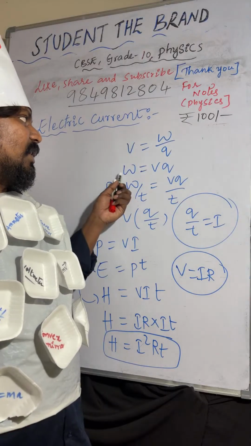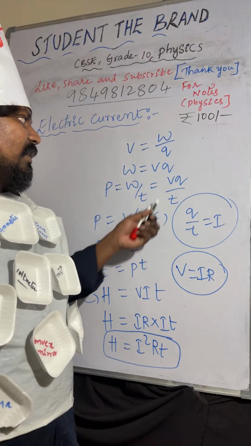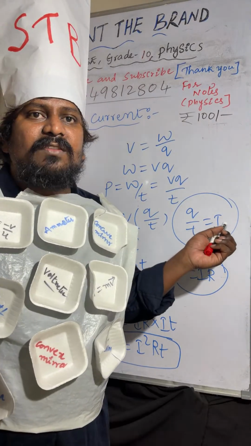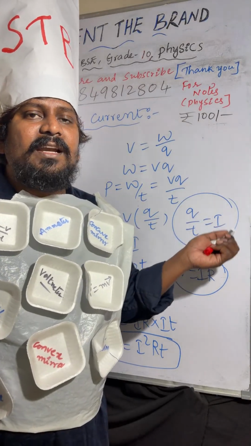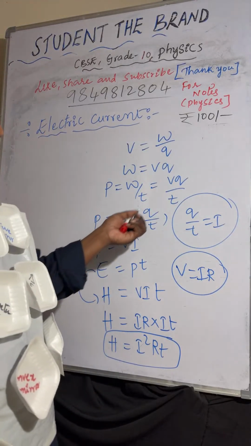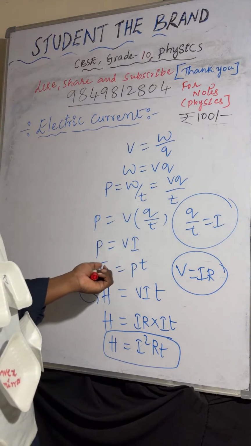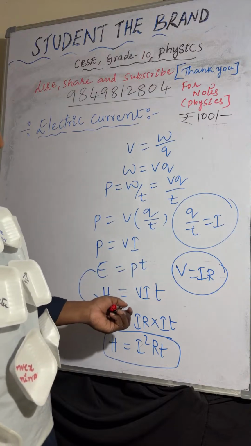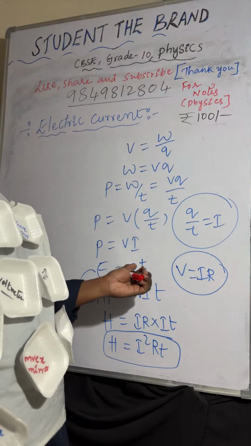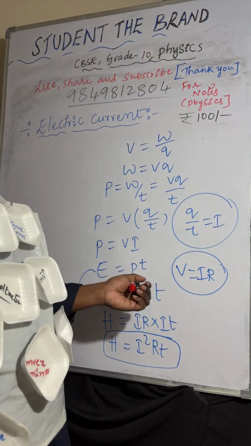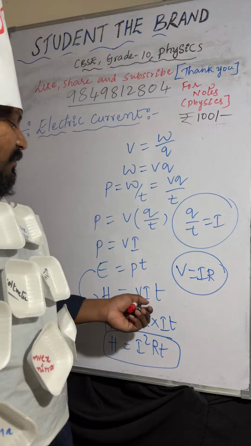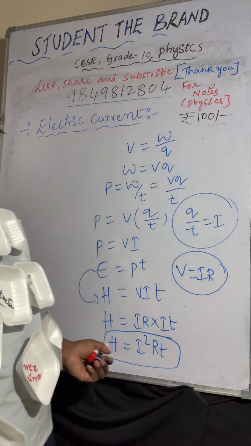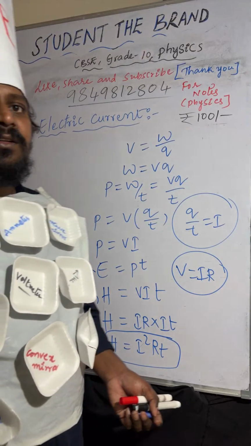V equal to W by Q, W equal to VQ, P equal to W by T, VQ by T. Q by T is rate of flow of charge, called electric current. I equal to Q by T. So then P equal to V into Q by T, P equal to VI. Heat produced in the conductor equals P into T. That is energy: whatever energy is given will become heat. H equal to VI into T, V equal to IR, IR into I into T. So then we get H equal to I square RT.